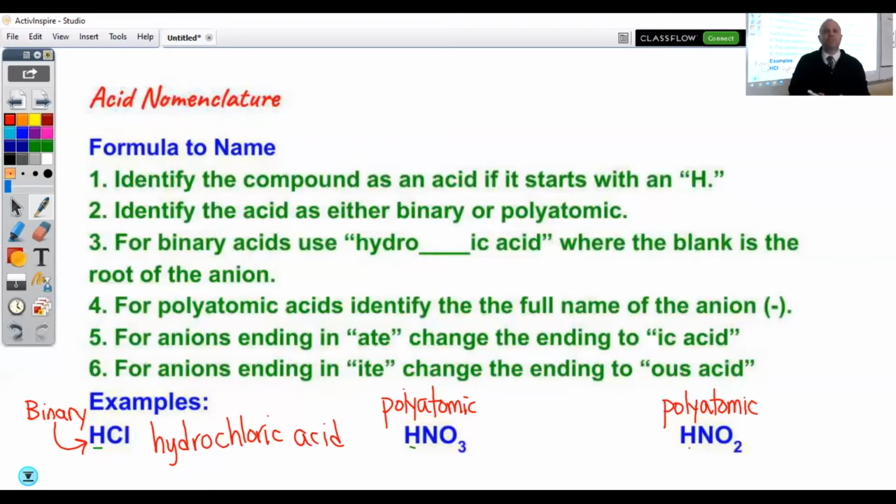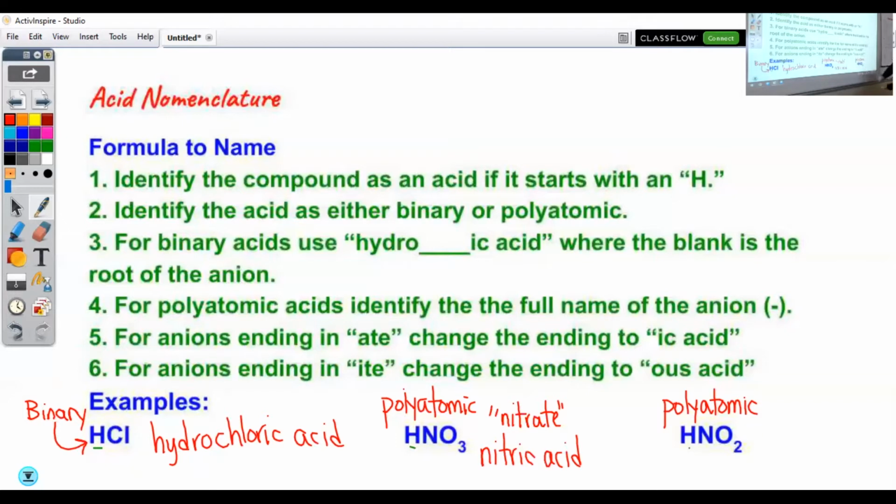So one of the first things that you need to do for a polyatomic acid is identify the ending as either ate or ite based on the anion. So let's take a look at our two examples. If we have HNO3, ignoring the H for a minute, we have nitrate. Now, based on number 5, it says for anions ending in ate, which is what we have here, we're going to change the ending to ic acid. So nitrate will become nitric acid.